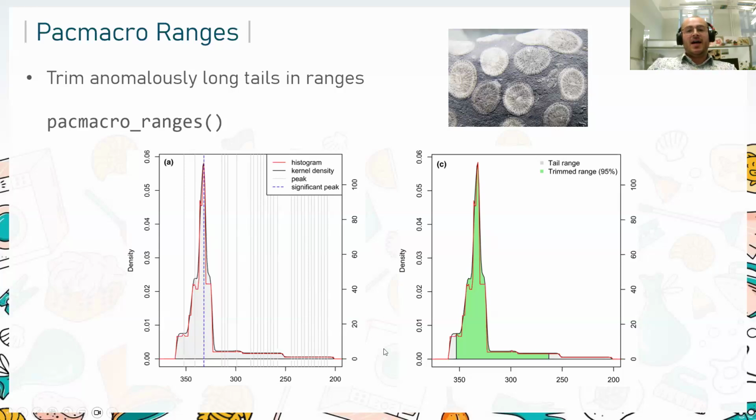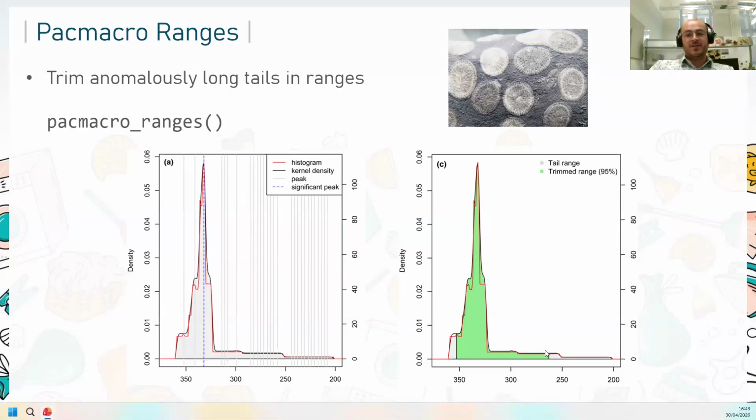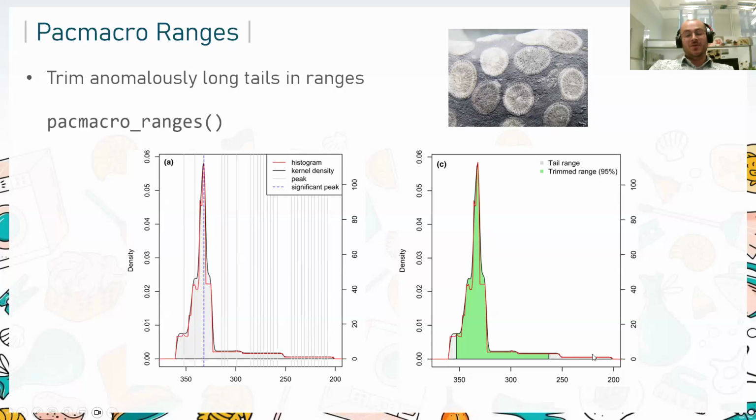macrofossil occurrence data. And so the way that PacMacro does this is it will take your density curve and identify the 95% distribution of that curve. You can modify that value in the function to be more or less stringent. It will then measure the temporal length of your tails relative to the duration of your 95%. Above a certain percentage, I think the default is 30%, it will say your tail is 30% or more of the 95% duration of your taxon. This is potentially something for you to take a look at and see what's going on.